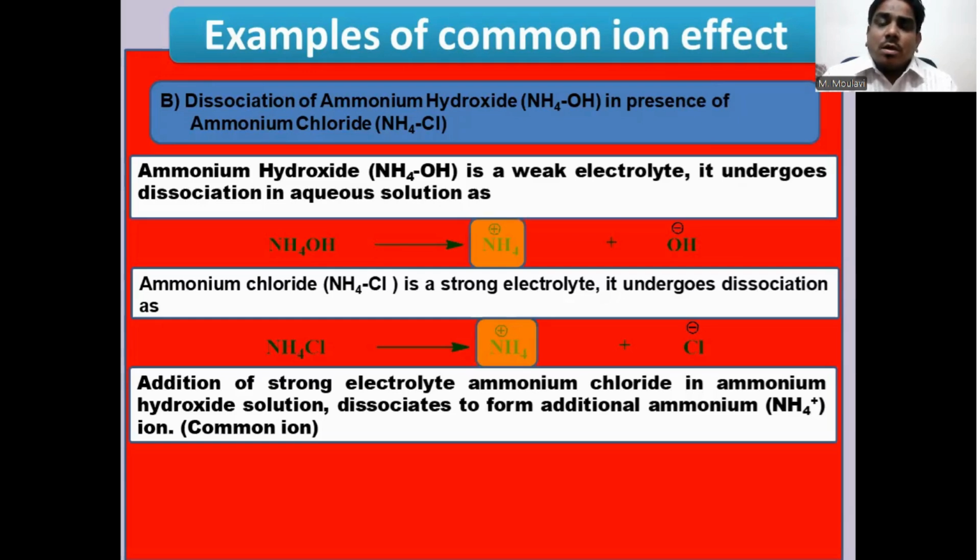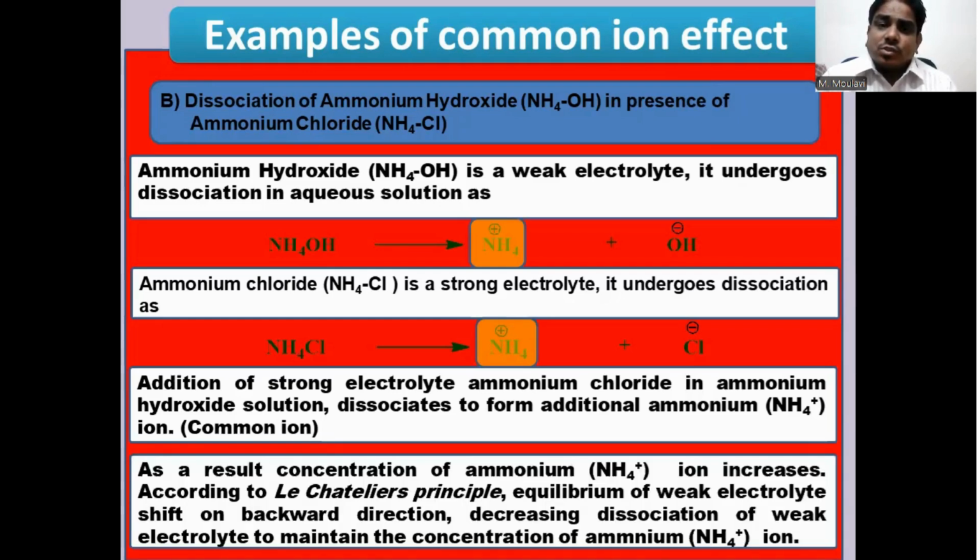To control the concentration of ammonium ion in solution, according to the Le Chatelier principle, the equilibrium of weak electrolyte ammonium hydroxide is shifted in the backward direction, so decreasing the dissociation of weak electrolyte to maintain the concentration of ammonium ion. In this case, the ammonium ion is a common ion, and to control its concentration, the equilibrium shifts in the backward direction. Along with the ammonium ion, the concentration of hydroxyl anion also decreases.